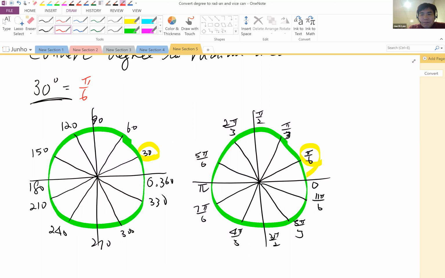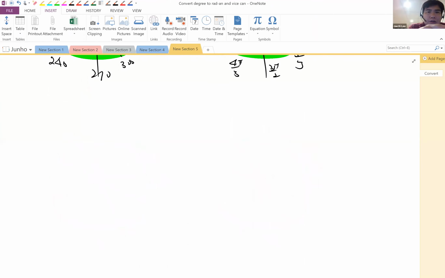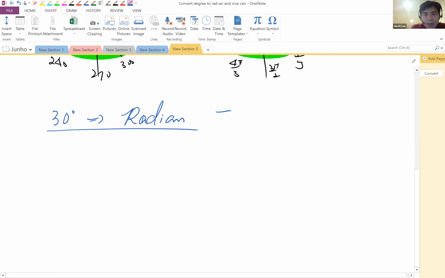So one fact is 180 is pi. Make sense? Then now we want to switch 30 to a radian value. Then we need to get the pi value here. So you can make 30 times pi over 180.